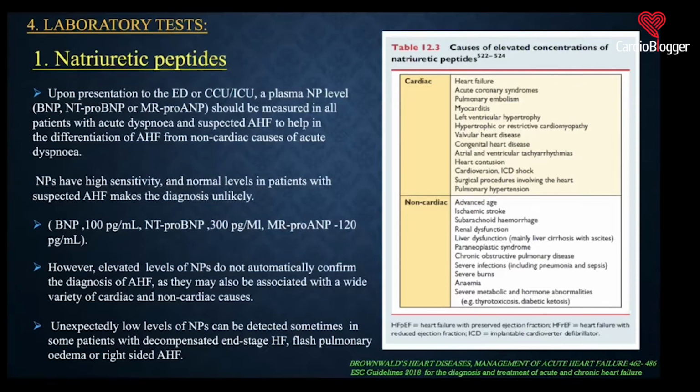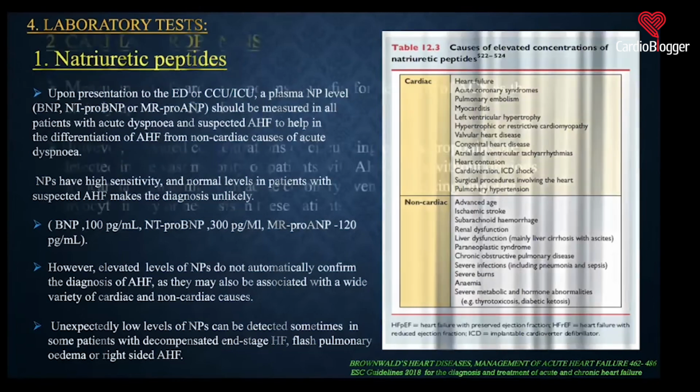So this is something which is very important about the NT-proBNP values, and this is one investigation which you should always order to rule out heart failure. But please don't rely on it alone: they have a high sensitivity but a lower specificity, because there are many other conditions which can raise it.